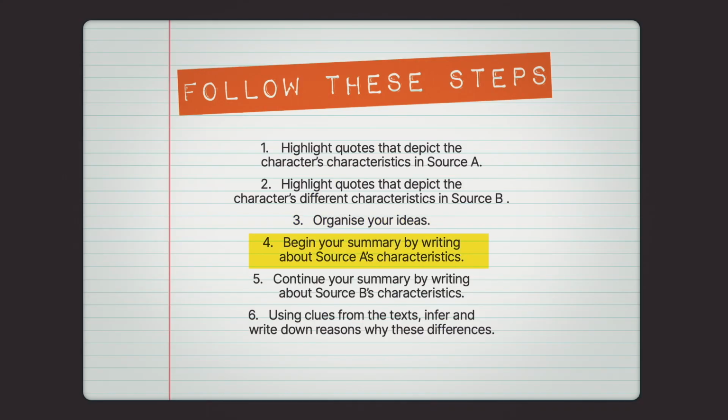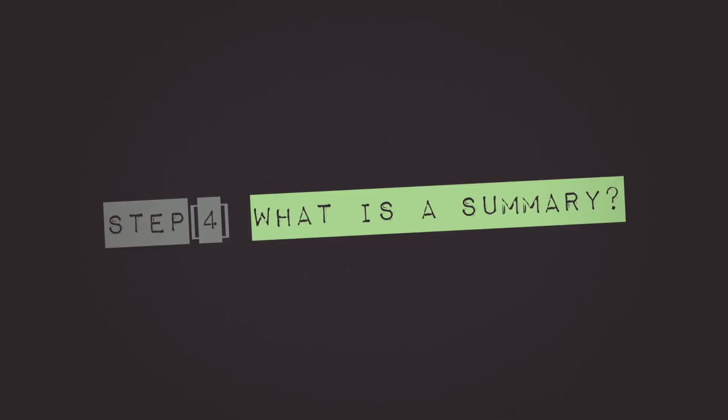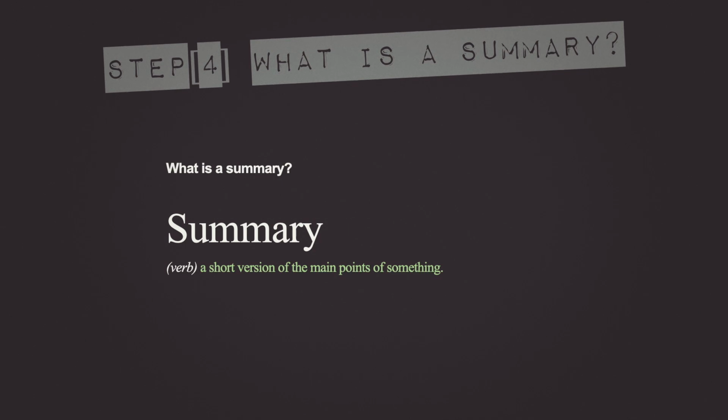Okay, step 4, write a summary about source A's characteristics that are different to source B. What is a summary? Summary, verb, a short version of the main points of something. In other words, a summary is a shorter version of any information such as a book, movie, speech, and yes, source A and source B.